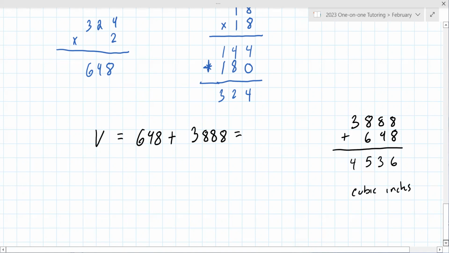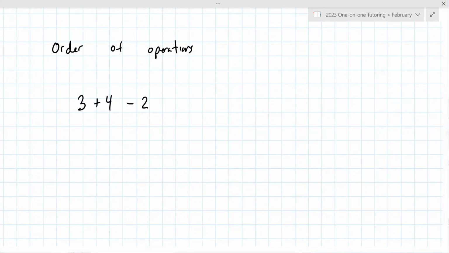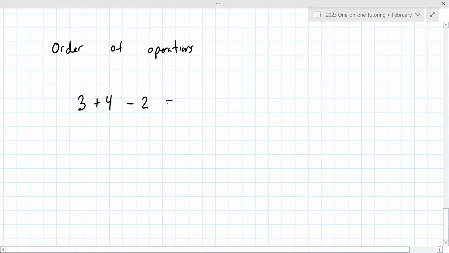Okay, so let's just spend a couple minutes doing some order of operations problems. Let's start out with a problem like this: 3 plus 4 minus 2. Can you tell me what the result of this is, if you know? Is it 5? Yes, it is 5.